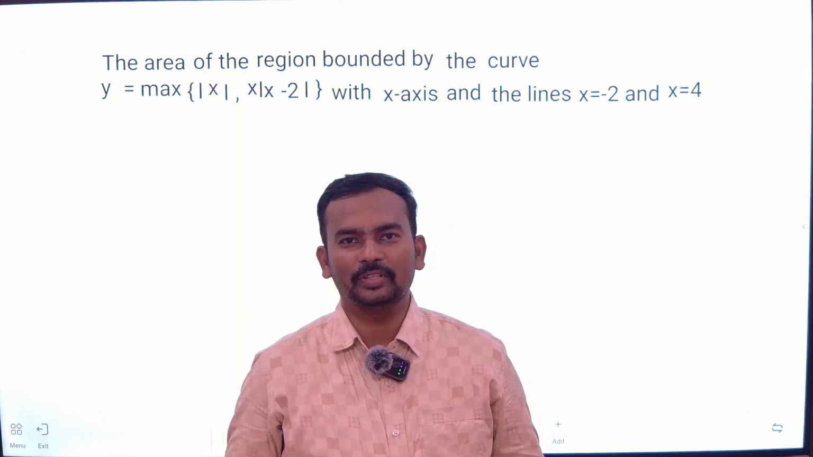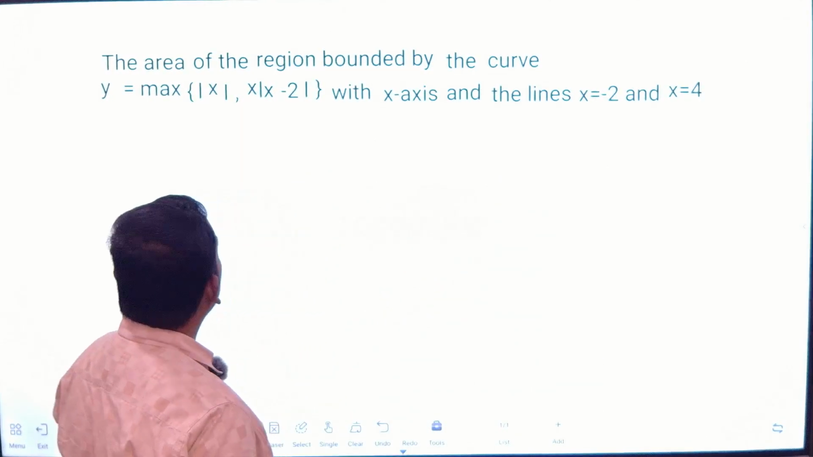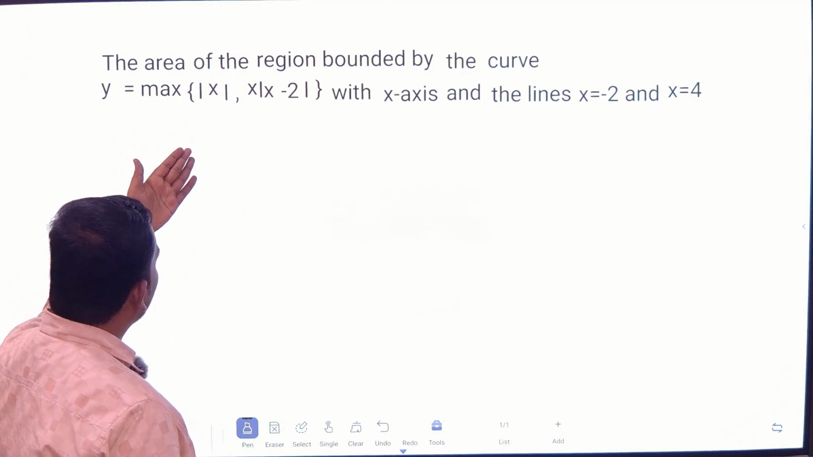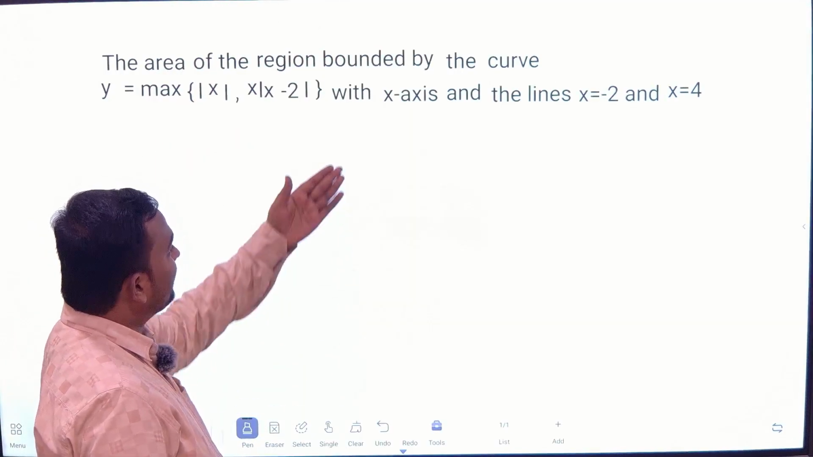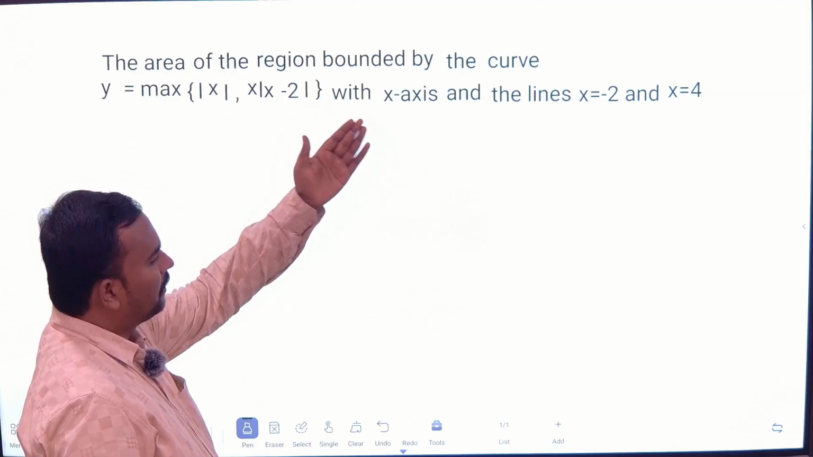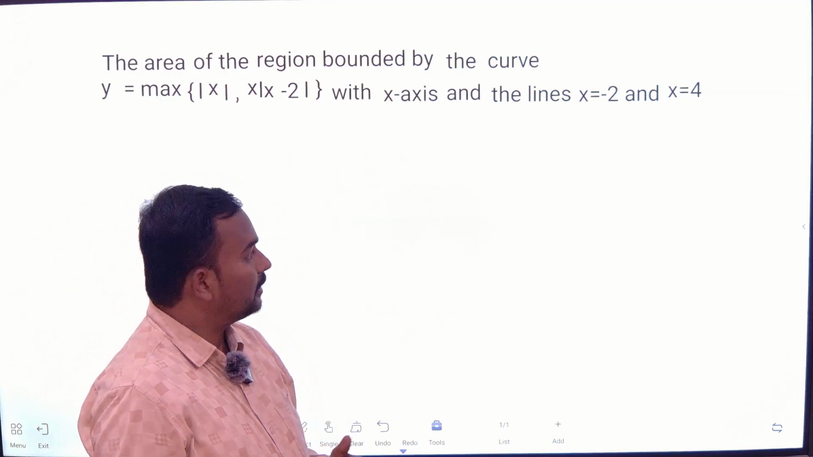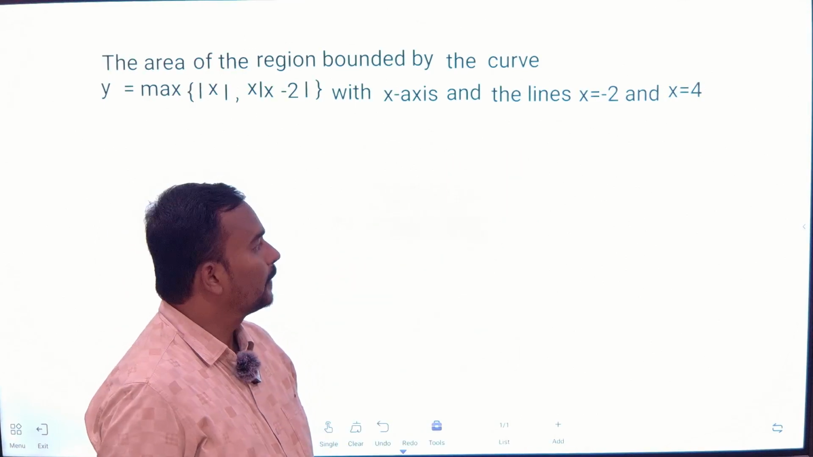So today I am going to discuss with you a very interesting problem. I had a JEE Main question. You can see the area of the region bounded by the curve y is equal to the maximum of mod x and x into mod x minus 2, with the x-axis and the line x equal to minus 2, which is parallel to the y-axis, right? And x is equal to 4, that is also parallel to the y-axis, right?